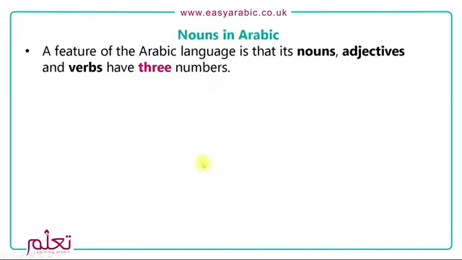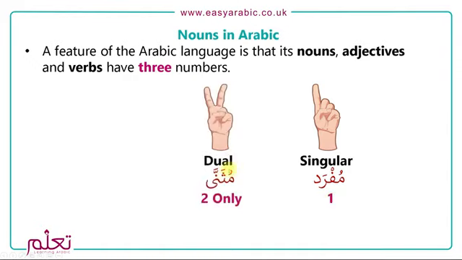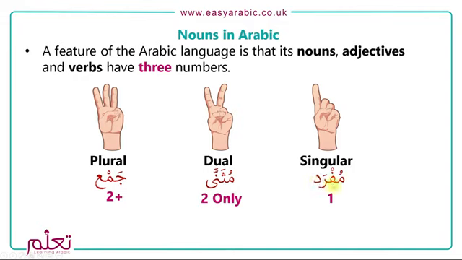so a feature of the Arabic language is that its nouns, adjectives and verbs have three cases or numbers. The first one is singular, which is mufrad, which refers to one item. Then we have dual, which is called muthanna, which is two only. And then we have plural, which is jama'a, which is 2 plus. So singular is mufrad, muthanna and jama'a.